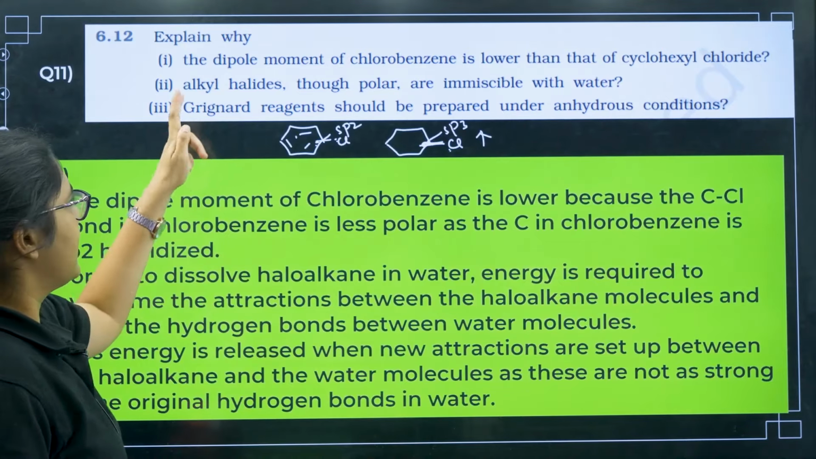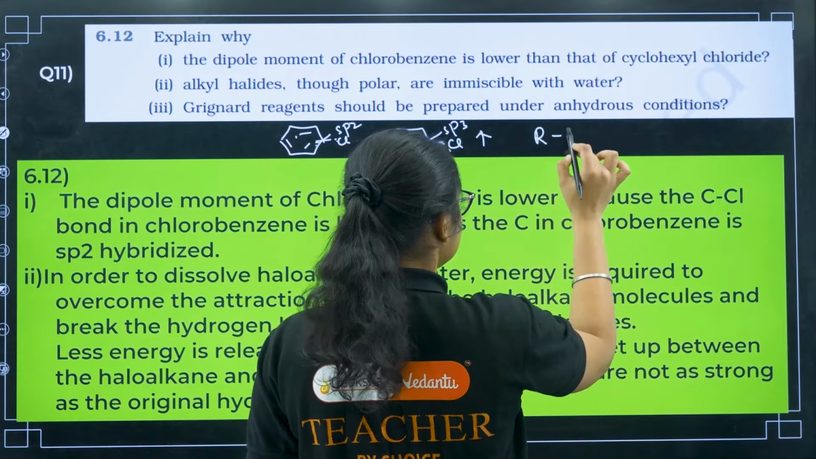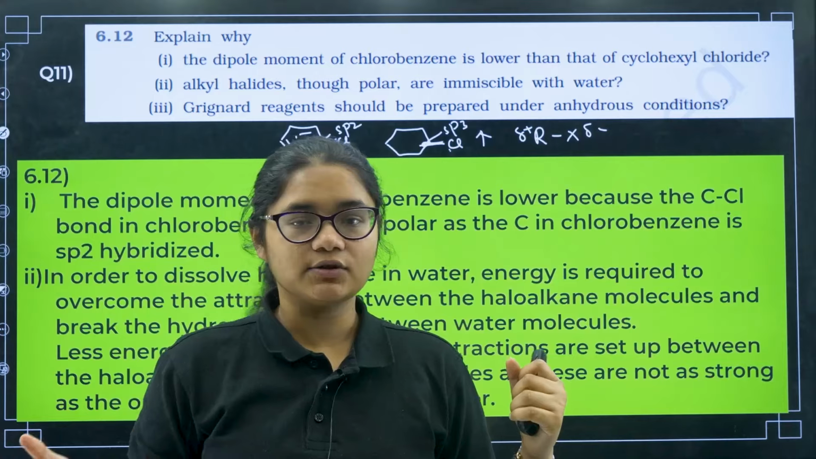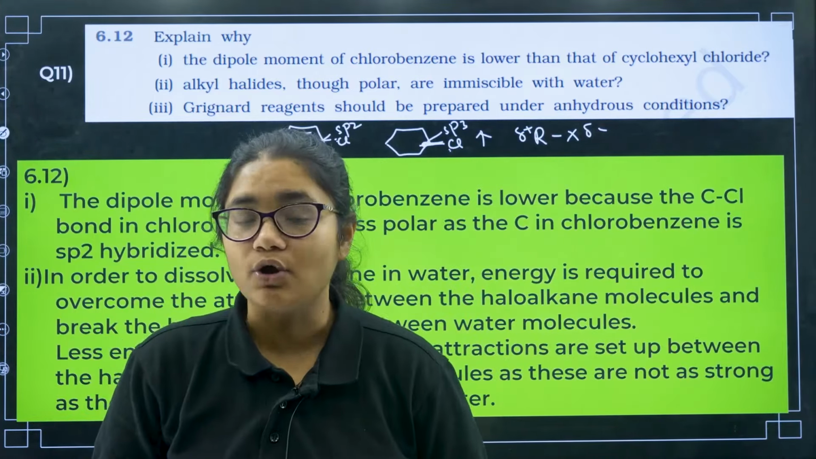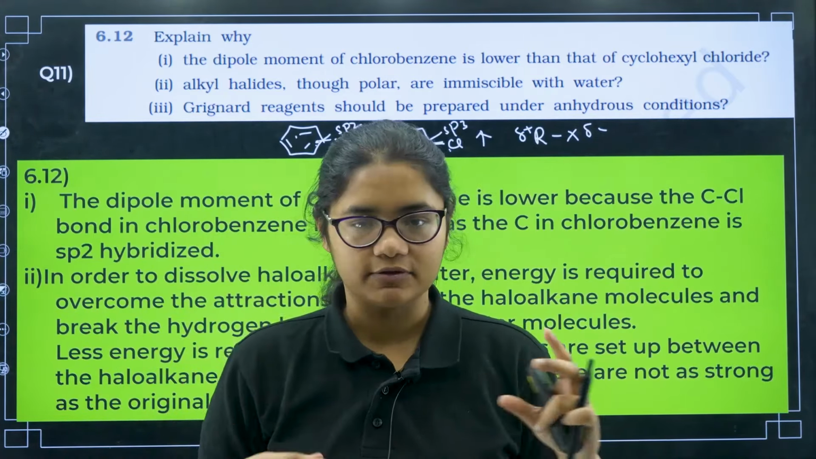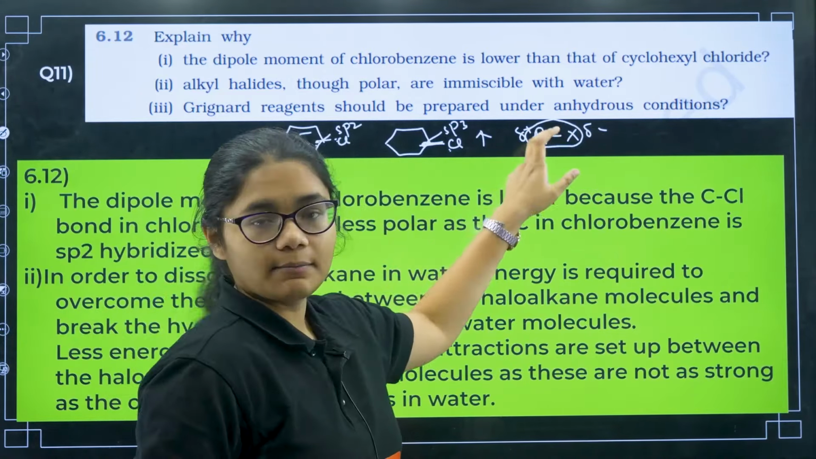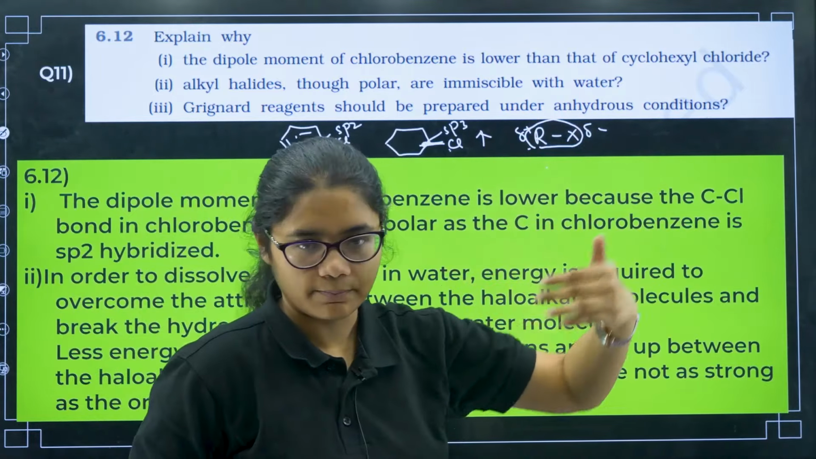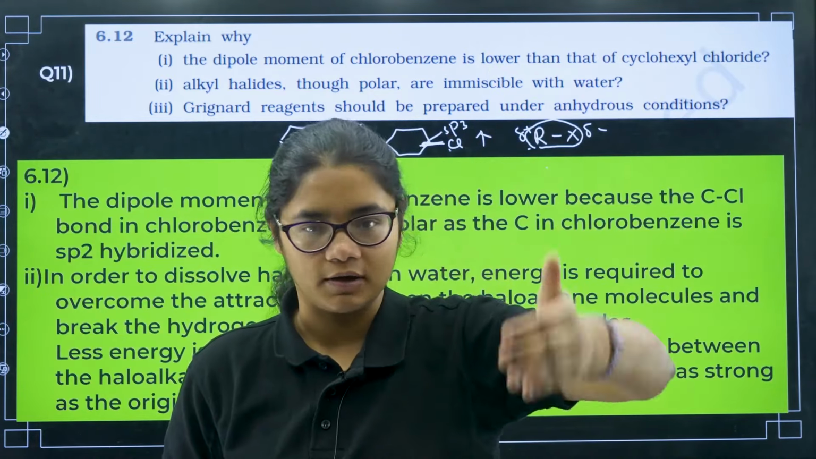Okay. Next, alkyl halides, though polar, are immiscible in water. So if you see RX, this is delta minus and this is delta plus, they have a polarity in their bond, and water is also a polar solvent, and we know that polar dissolves polar. Then why are haloalkanes not soluble in water? So for that you have to understand the mechanism of dissolution. The bond between R and X should break and the bond between R and the water should form, so that it is soluble.